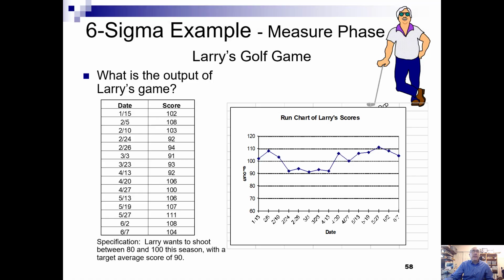For the measure phase, what is the output of Larry's golf game? The specification. Larry wants to shoot between an 80 and 100 this season with a target average score of 90. A professional golfer is going to be shooting in the low 70s. So you could see as far as with what Larry wants to achieve.